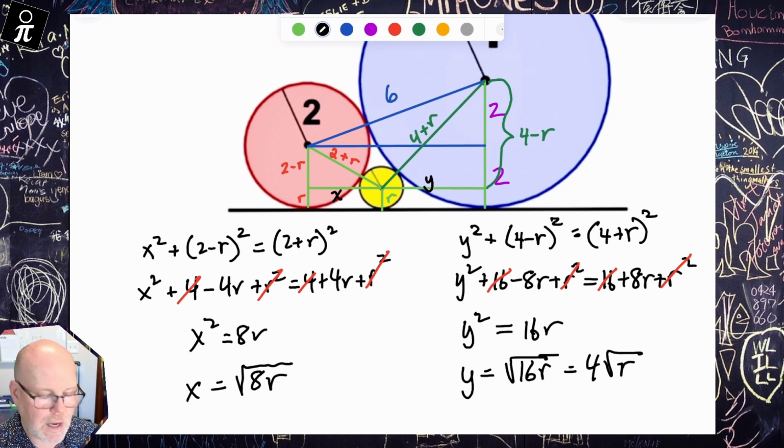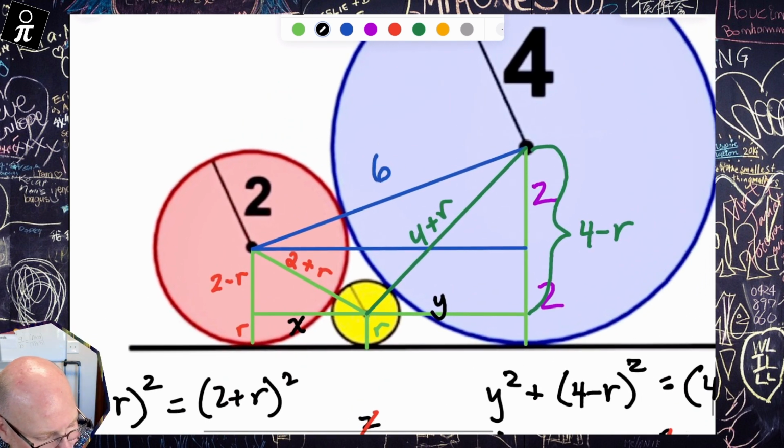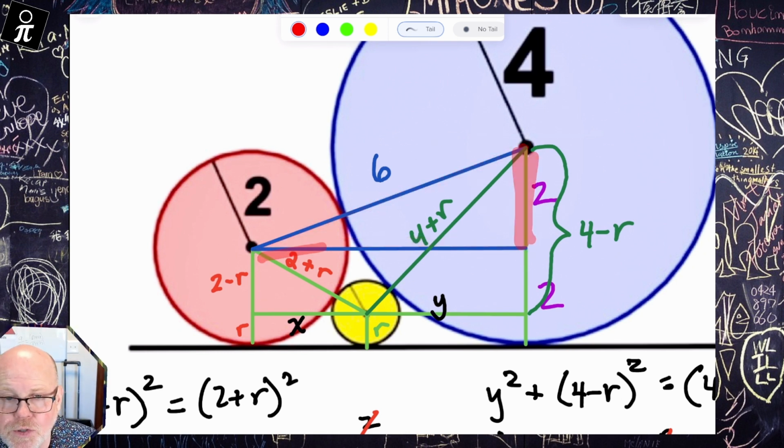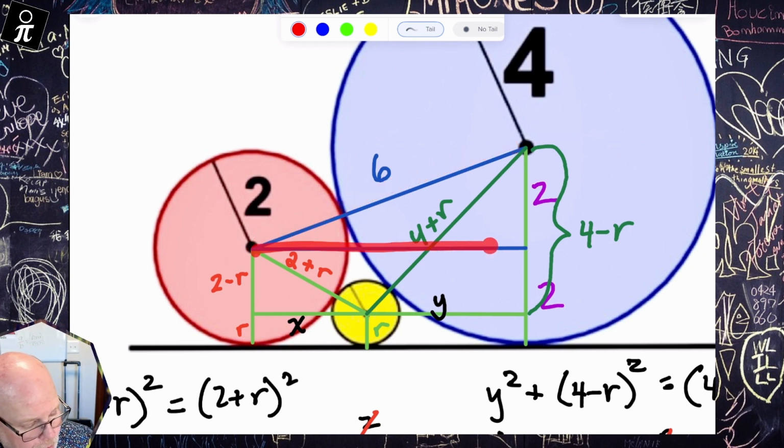All right. So there we go. We've got our x, we've got our y, and I'm not sure what that's going to matter. And actually, I know why we're going to do this, because let's take a look. Up here, we've got another triangle. And if you think about it, we know this leg, that leg is 2. We know this hypotenuse, that's 6. But we don't know this guy. But we do. It is x plus y, right here.